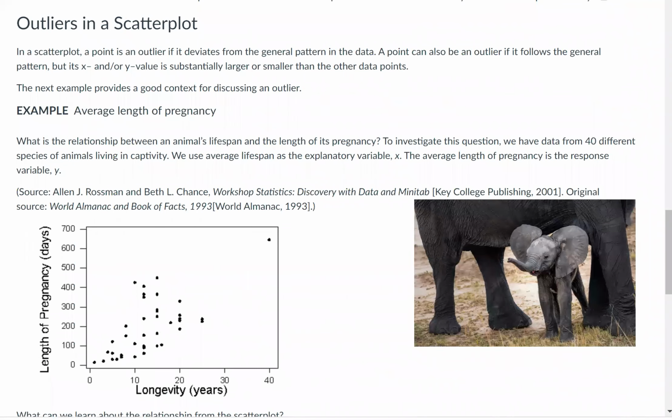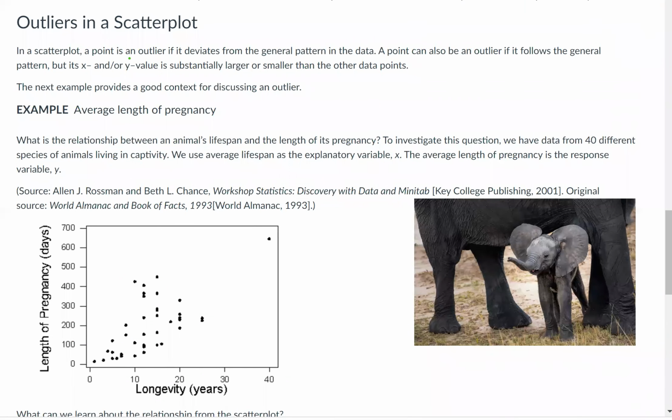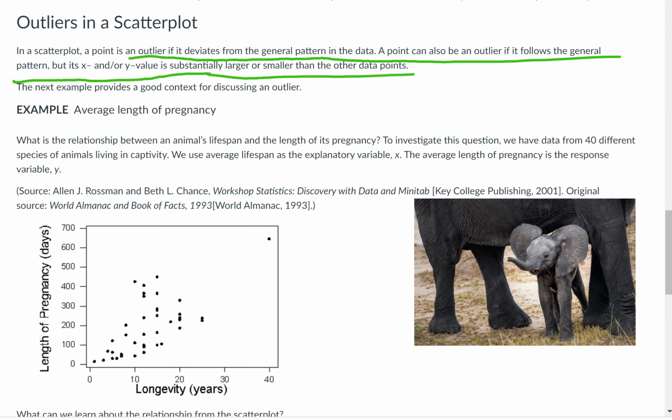In a scatter plot, a point is an outlier if it deviates from the general pattern in the data. A point can also be an outlier if it follows the general pattern, but its X or Y value, or both, are substantially larger or smaller than all the other data points. The next example provides a good context for discussing an outlier.